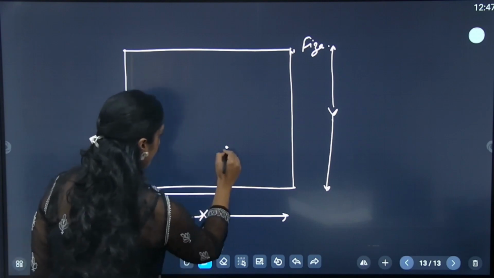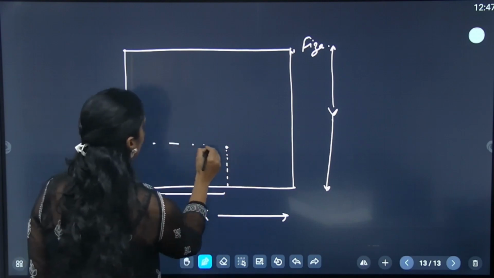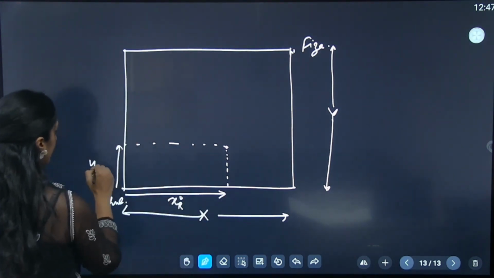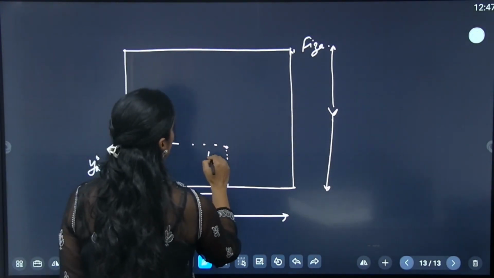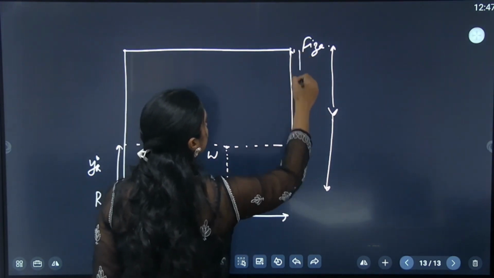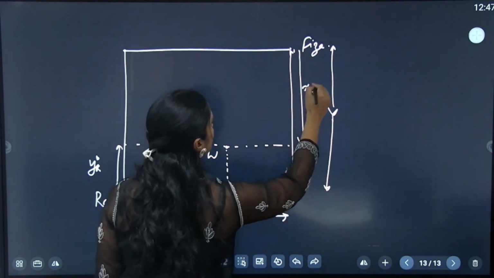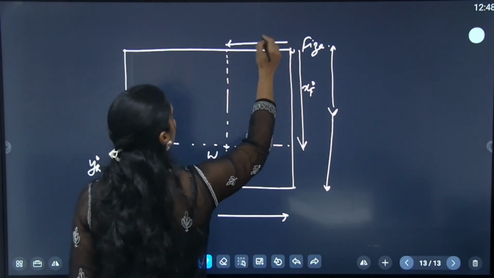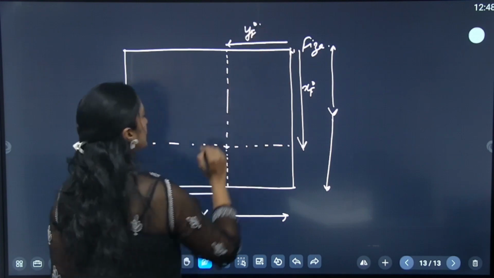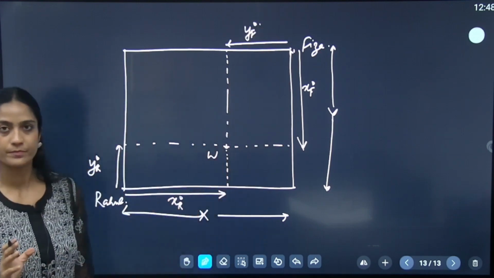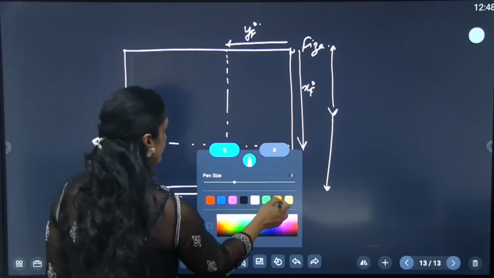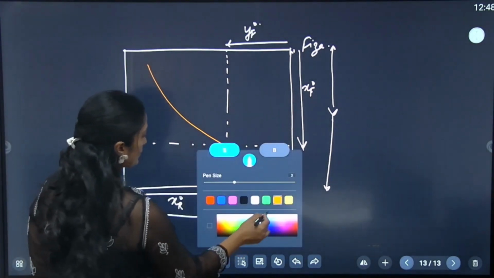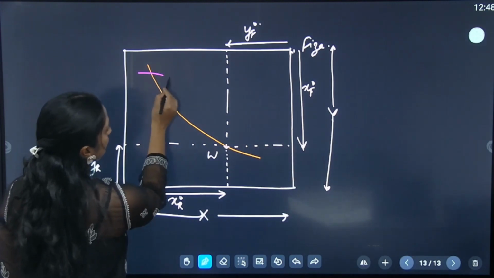So this is your XR naught, YR naught. Similarly, let's call this W, XF naught, and this is your YF naught. Okay, so this is your initial allocation. Okay, and we know that there were two indifference curves that we had. So this was one indifference curve for Rahul, and this was another indifference curve for Fiza.